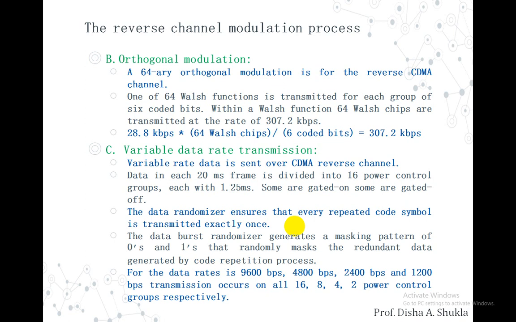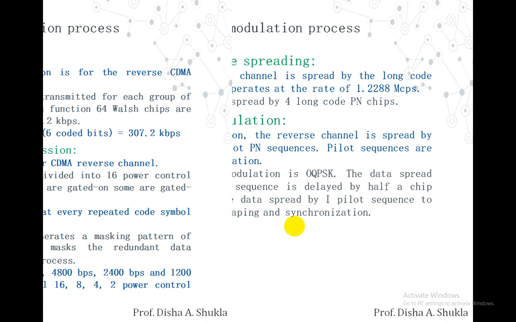For the data rates of 9600, 4800, 2400 and 1200 bits per second, transmission occurs on 16, 8, 4 and 2 power control groups respectively. That is, for 9600 bits per second we use all 16 power control groups, and for 4800 bits per second we use 8 power control groups, and so on.